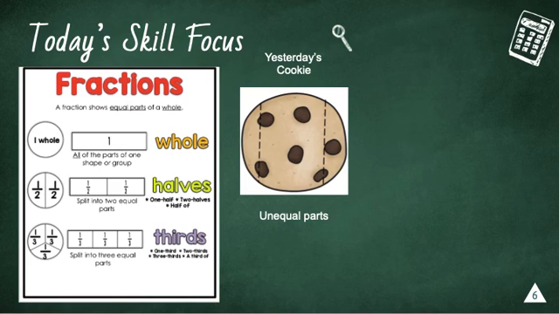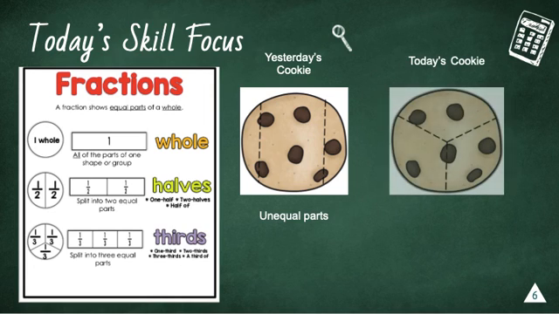Well, my friends came over again today. And you guessed it, there was 1 cookie left. This time I broke the cookie like this. I kept 1 piece and gave each of my friends a piece of the cookie. Do you think my friends were happy this time? You bet they were, because I broke the cookie into equal parts.